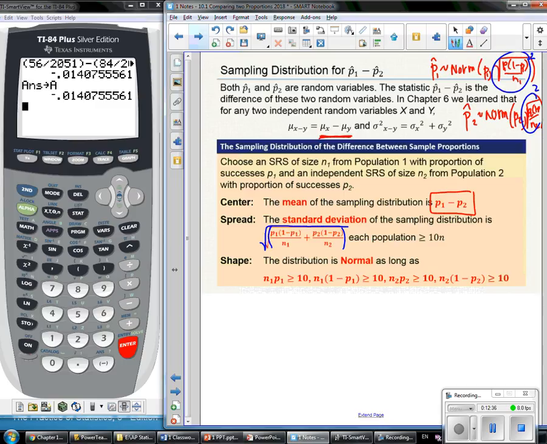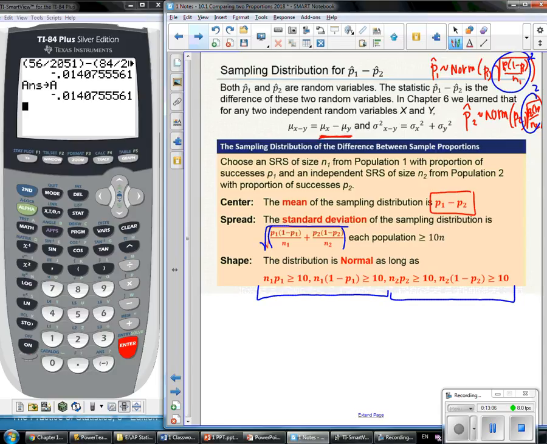And in order to meet the normal condition, we still need to have the successes and failures, but we need to check them for both populations. So for population 1, I need to make sure that the successes and failures are both greater than 10. And for population 2, I need to make sure the successes and failures are both greater than 10. So that's really nothing new. It's tedious to have to list them all, because now you're listing 4 different n times p's and n times 1 minus p's. But it's not really anything different than what we've already done.